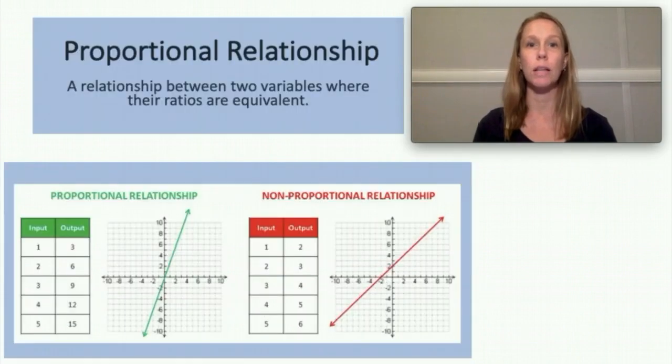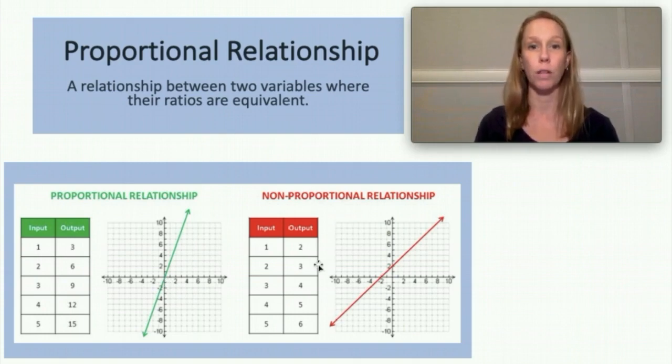So to review some of the key vocabulary, a proportional relationship is one where the 2 variables have a ratio that's equivalent. In the first example on the screen, my input and output, my x, y values, are all going to create equivalent proportions or equivalent ratios. So 1 to 3 is equivalent to 2 to 6, equivalent to 3 to 9, 4 to 12, and 5 to 15. All of those are equivalent ratios, and you'll notice the graph goes through the origin, or 0, 0.